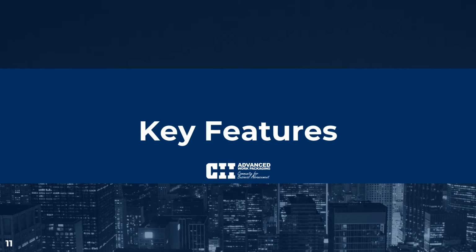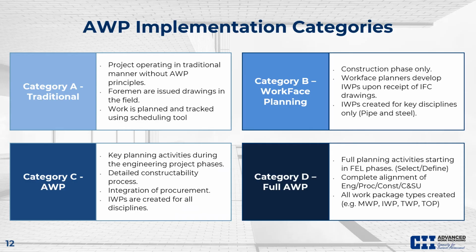Now we'll look at some key features of the Investment and Benefits tab. We created separate categories for implementation to represent both a crawl, walk, run approach and also the various possible scenarios that companies find themselves in when executing a project. Category A is a traditional approach without using AWP principles.